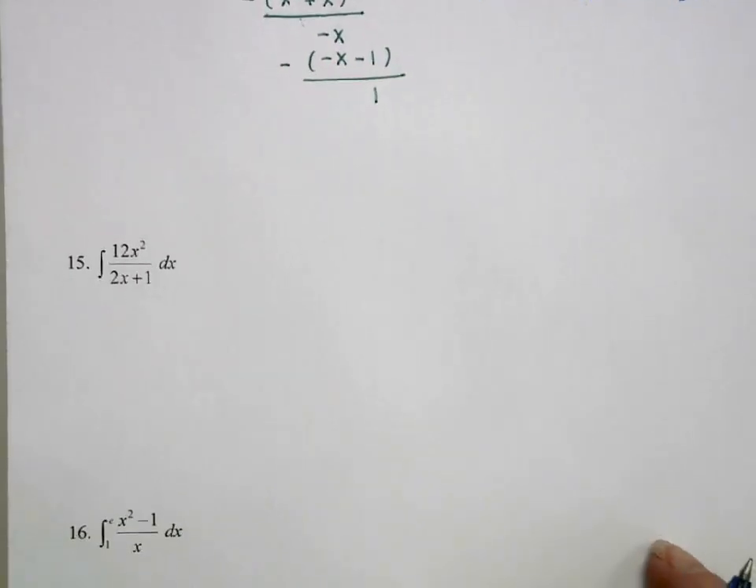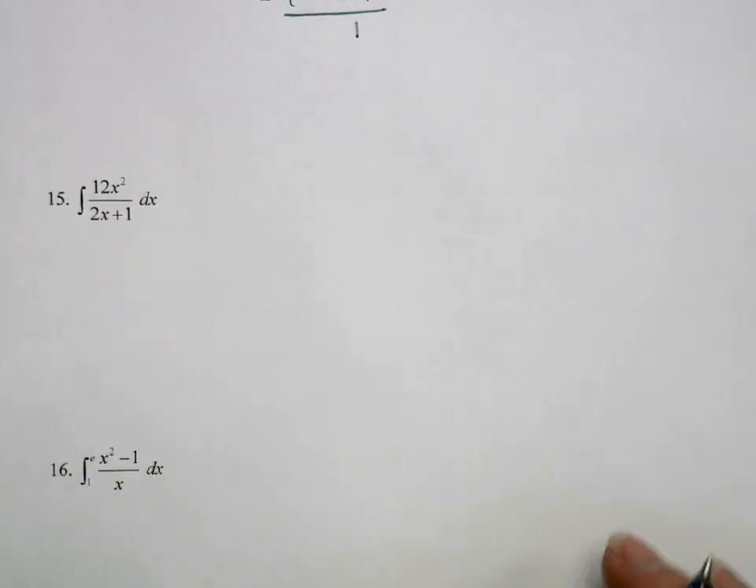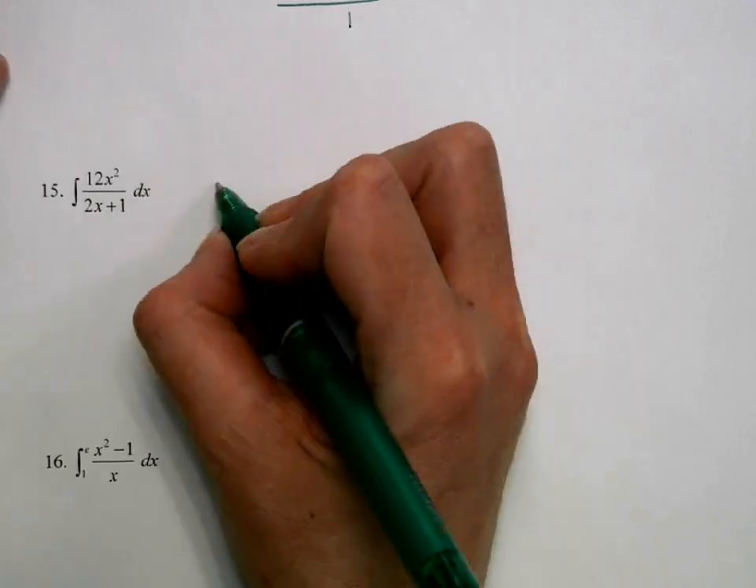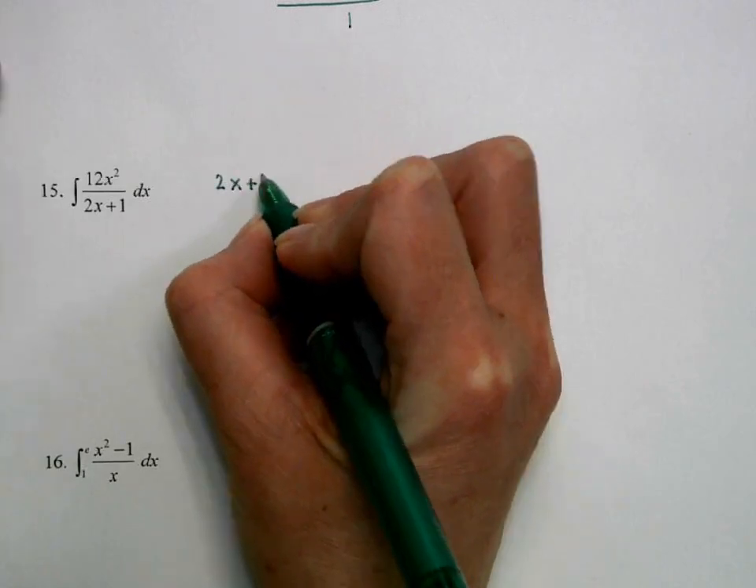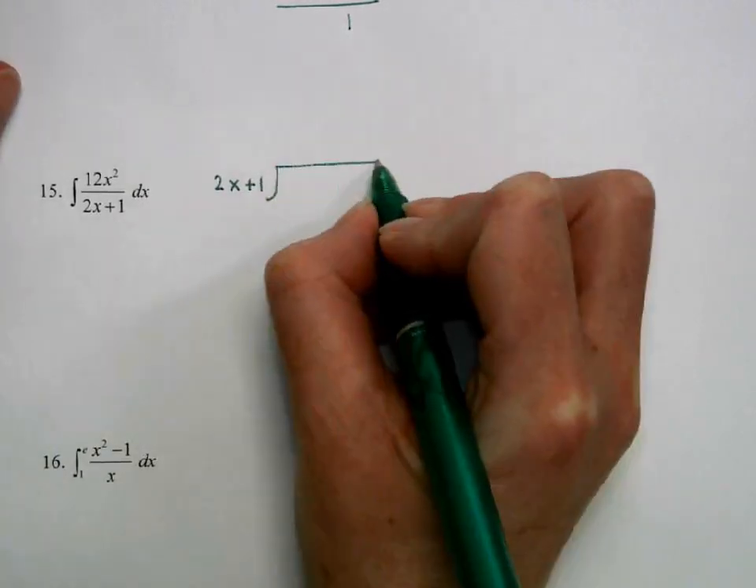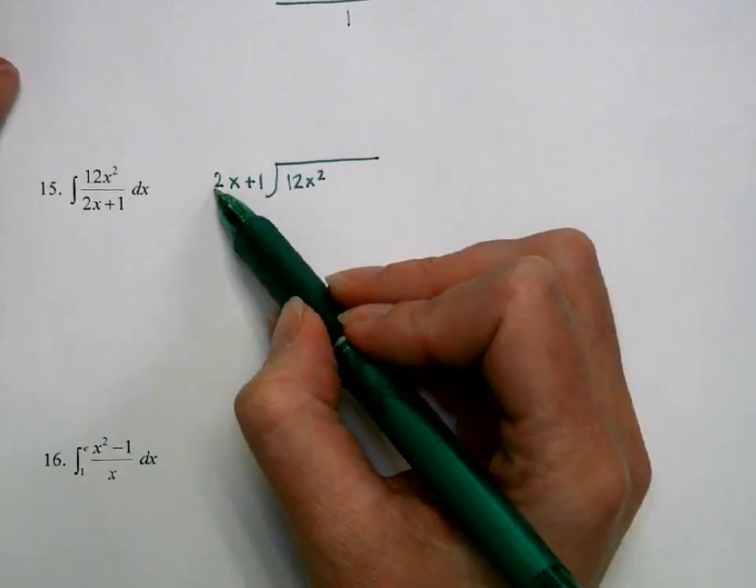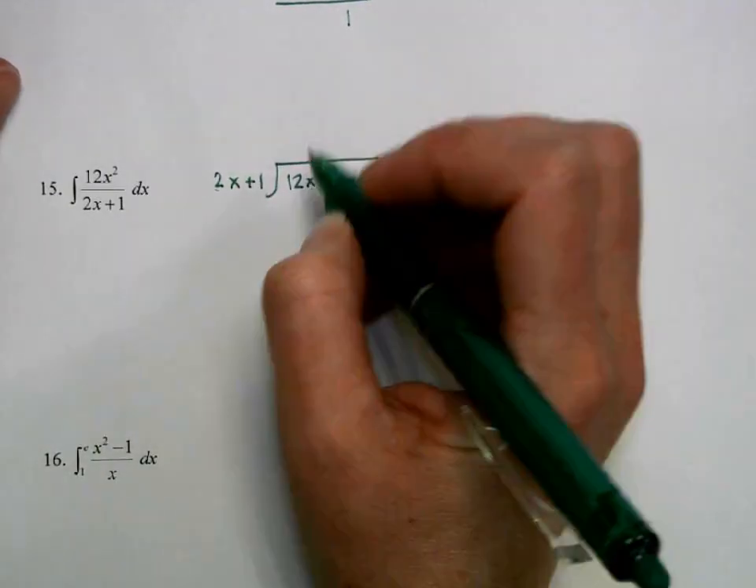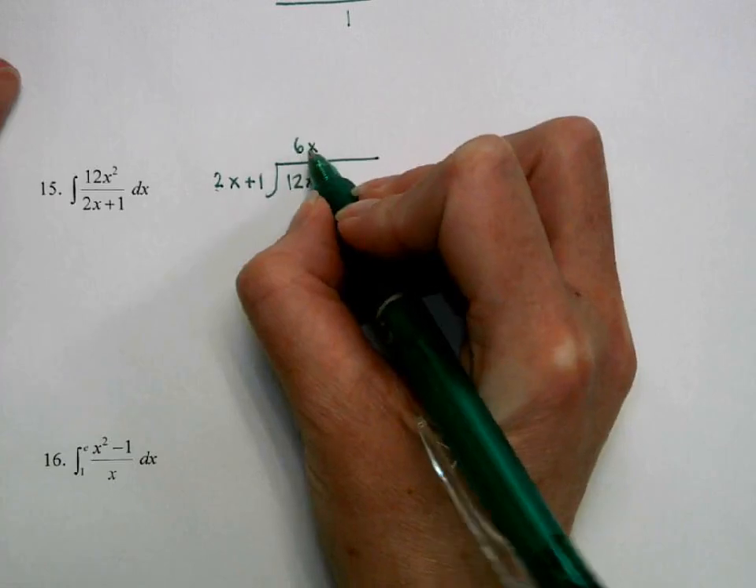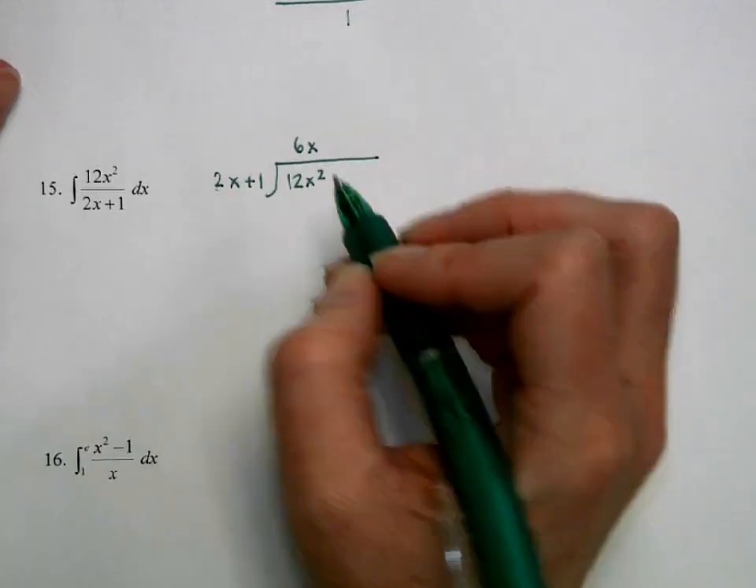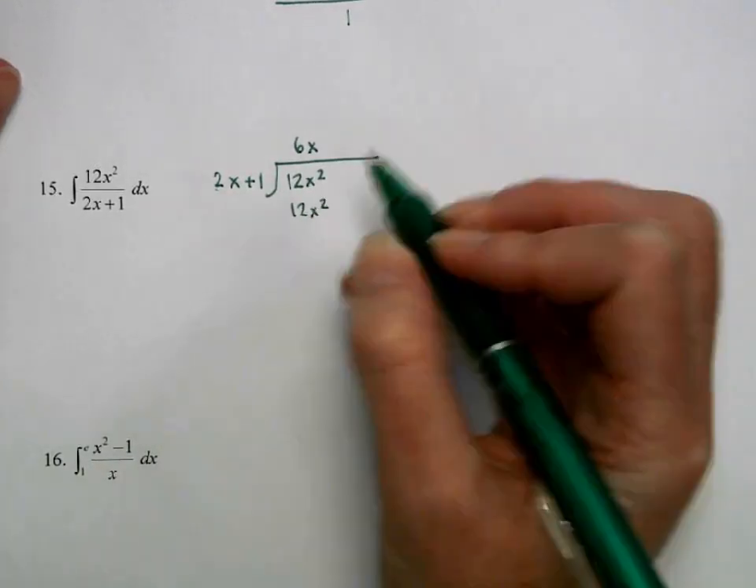Okay, 15 is going to be similar, but we've thrown some more constants in there, so just more to keep track of. Okay, so what we'd multiply 2x by to get 12x squared would be a 6x. 6x times 2x is 12x squared. 6x times 1 is 6x.